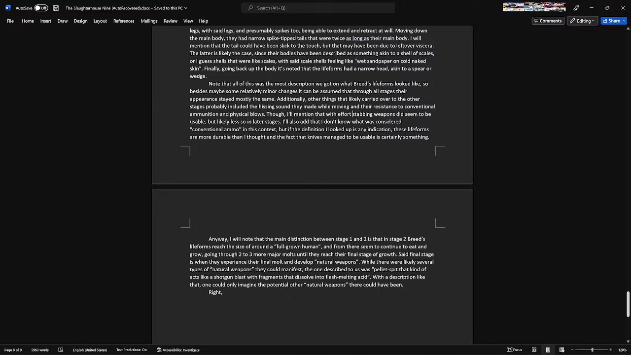Okay, whatever. I'll just leave that there. I can't be bothered. Well, I can be, but that's probably where I'll leave it. Though I'll mention that stabbing weapons did seem to be usable, but likely less so in later stages. I'll also add that I don't know what was considered weapon ammo in this context, but the definition I looked at was an indication. These life forms are more durable than I thought, and the fact that knives manage to be usable is certainly something.